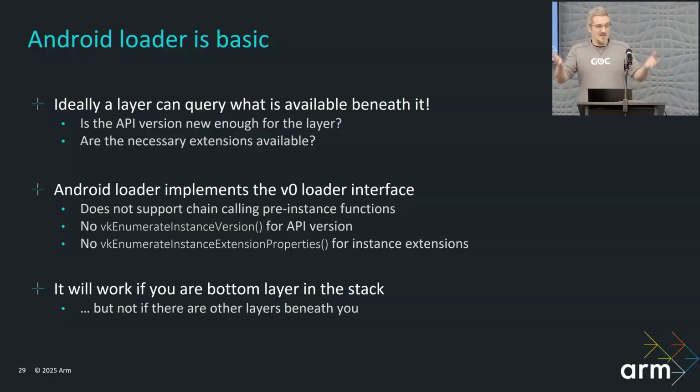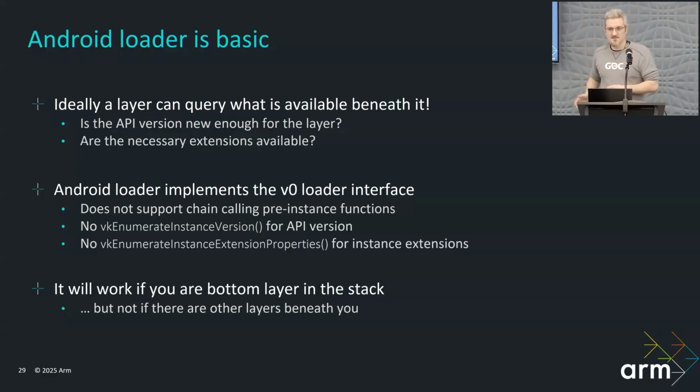So what API version are you? What instance extensions do you have? Because they are before you have an instance, you have no dispatchable handle. A layer cannot resolve its dispatch thing with the standard mechanism. So the V2 interface added a new mechanism for chain calling for instance functions, which would let us do this.